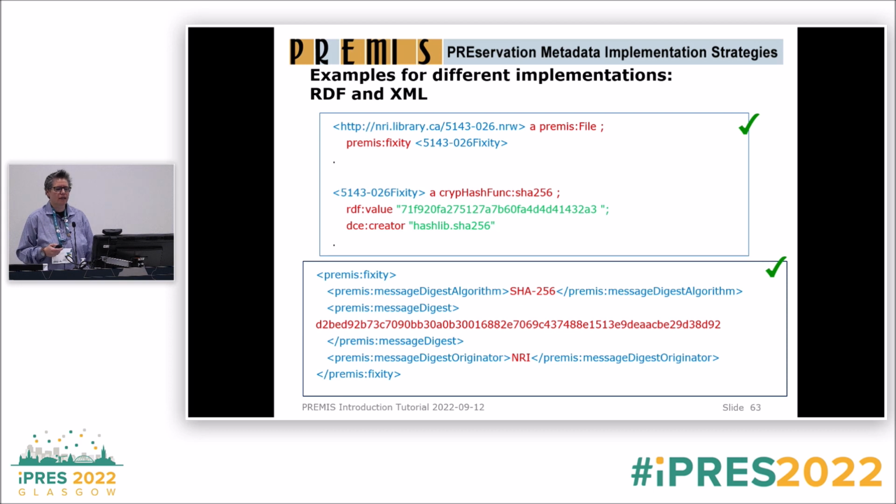So what does that look like? To use a different example, we've been through identifier so many times, we feel that maybe we should use fixity as an example. The top example shows how a fixity value is used in an RDF implementation, how it's captured. The bottom level would be a native XML one. So the top one is an XML serialization of RDF. Those are just two valid implementations to capture fixity.